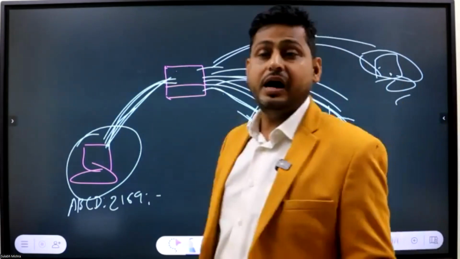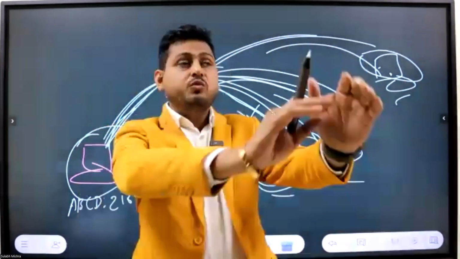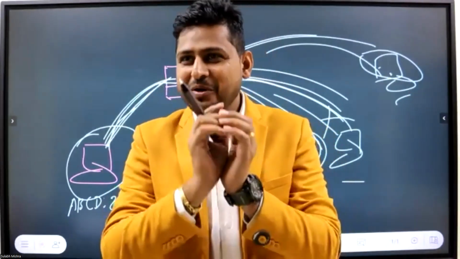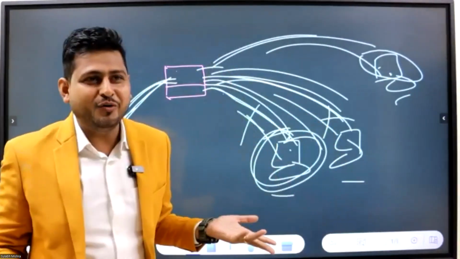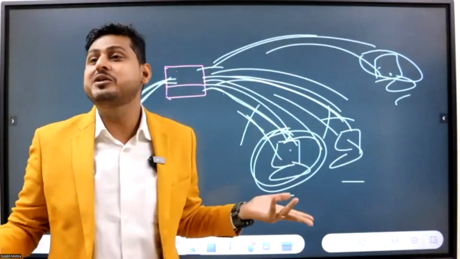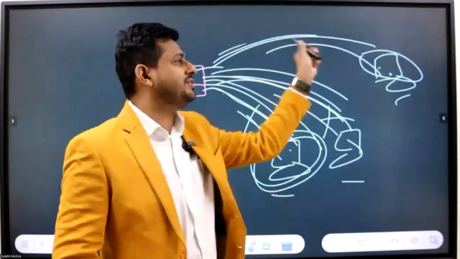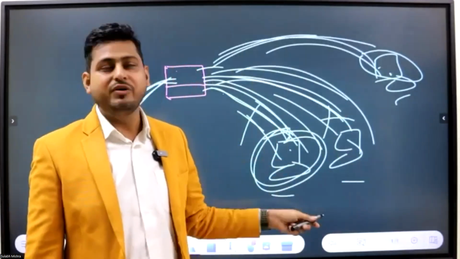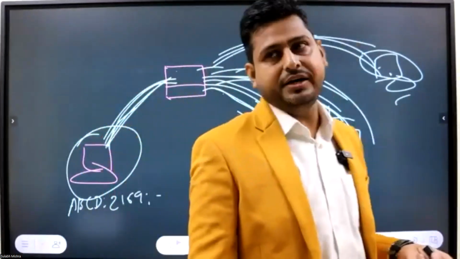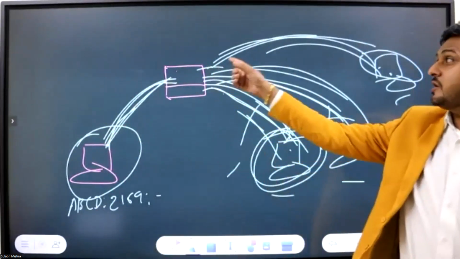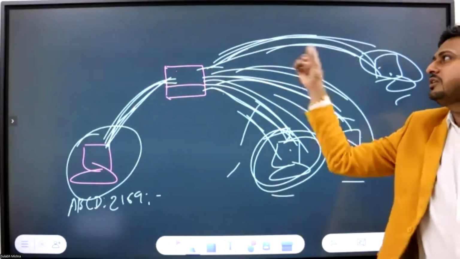So hubs and bridges were the broadcasting devices. Broadcast means they do not know which system is connected on which port. They used to broadcast on all port numbers, and unnecessary bandwidth will be created. We have to use that bandwidth, and unnecessary noise will be created in the network. This is not actual communication intended for this system, but it is unnecessarily using this bandwidth.